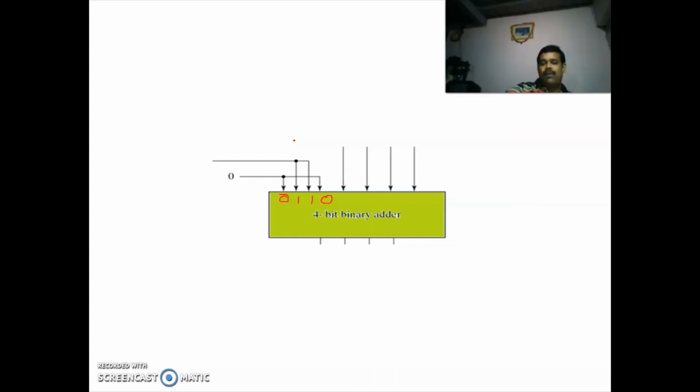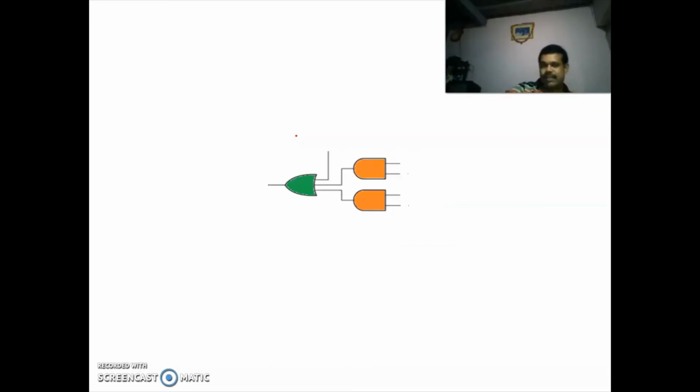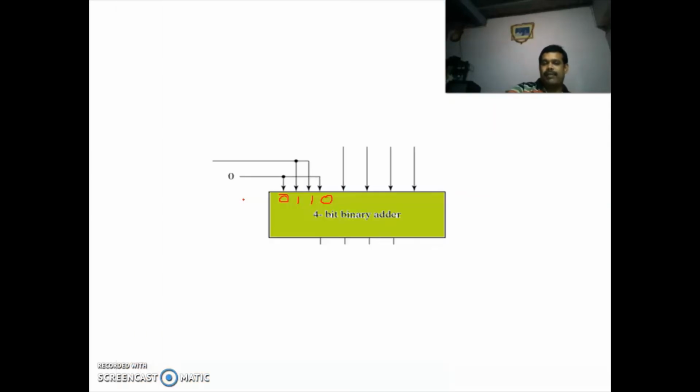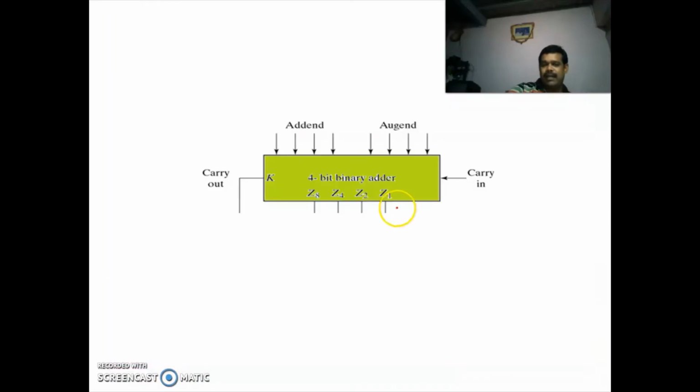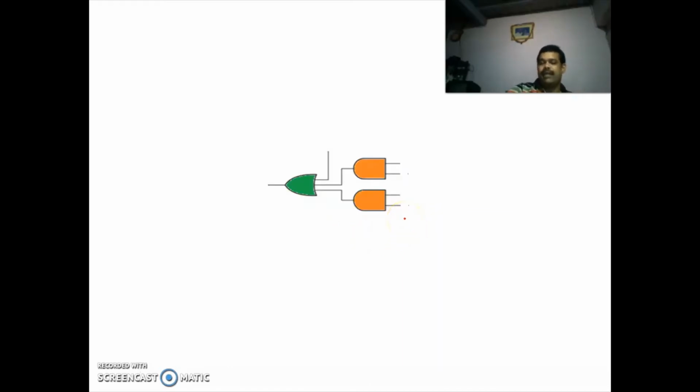Now we have to design this circuit. The sum you get from the addition has 4 bits, that is Z1, Z2, Z4, Z8. If the value of this 4-bit number is greater than 9, then the circuit has to give an output of 1. That is the condition we have to design for.